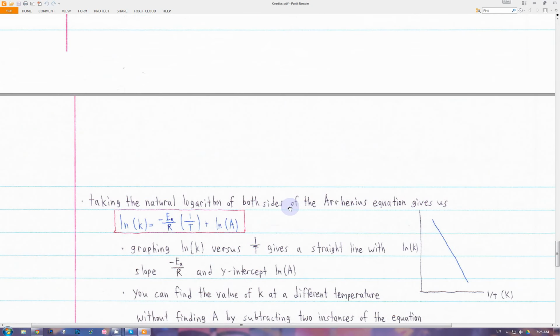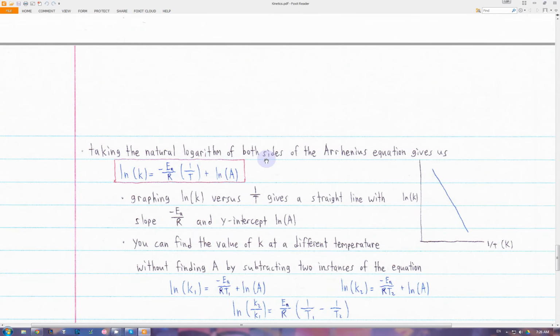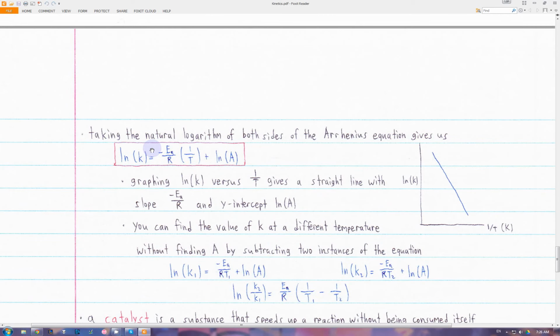If we take the natural logarithm of both sides of the Arrhenius equation, then we get this new equation: ln k equals negative activation energy over R times 1 over T, plus ln A. This can be turned into a linear graph, where y is ln k, m, the slope, is negative Ea over R, x is 1 over T, and b, the y-intercept, is ln A. So if we graph ln k on the y-axis and 1 over the Kelvin temperature on the x-axis, then we'll get a straight line with a slope of the negative activation energy over R.